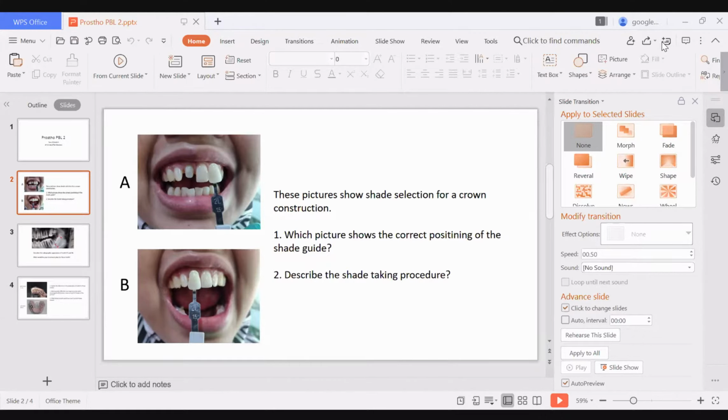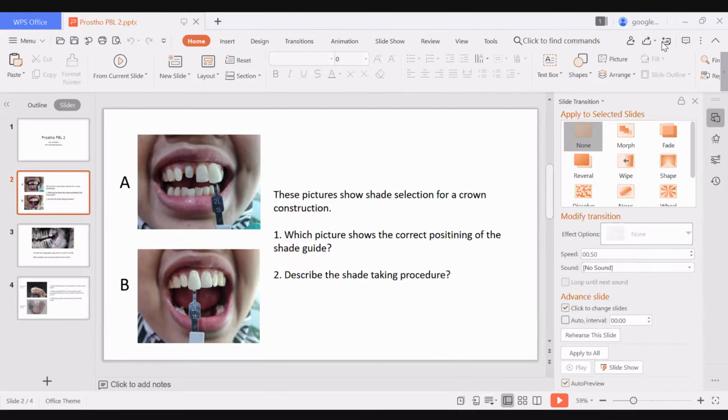I want to try first, Doctor. Prof. Okay, please remember to say your name first. My name is Aminul Hakim, number 25. Based on the pictures given, I think the correct positioning for the shade guide should be picture A.